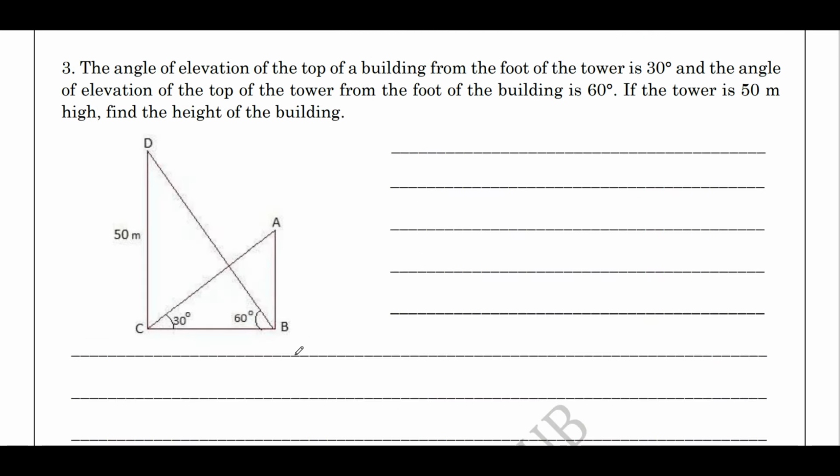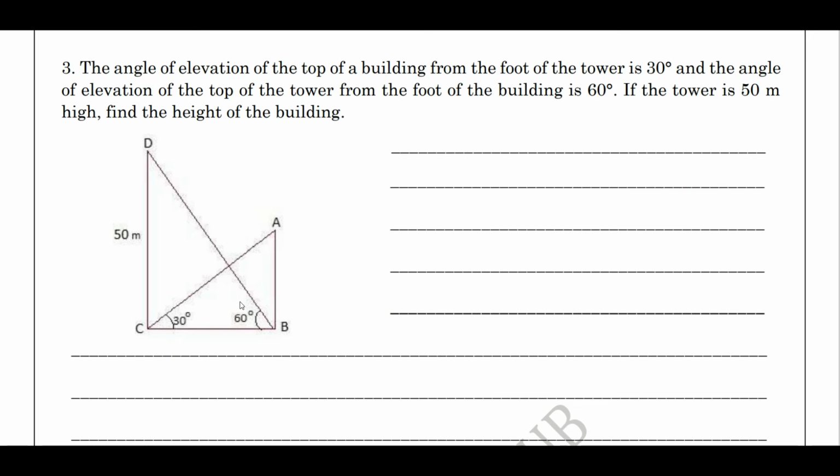Moving to third question: the angle of elevation of the top of a building from the foot of the tower is 30 degree. And the angle of elevation of the top of the tower from the foot of the building is 60 degree. If the tower height is 50 meters, find the height of the building. Students, my steps are very simple.